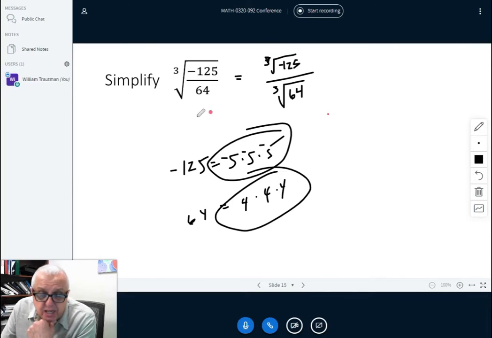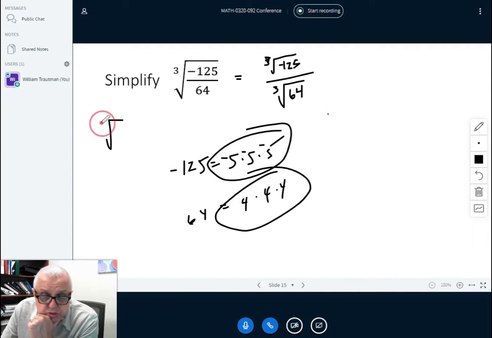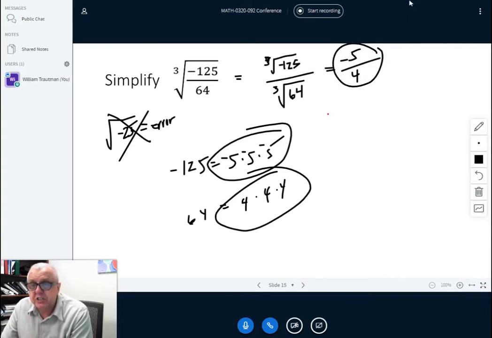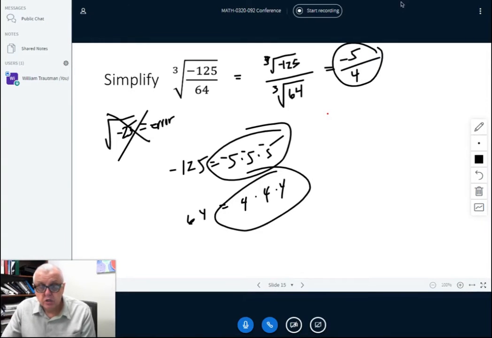So for third roots, you can have negatives. For square roots, normally there's a 2 here. That's an invisible 2. But for square roots, you can't have a negative. Square root of negative 25 is an error on my calculator. You can't have it. But for a third root, an odd root, third, fifth, seventh root, you can have negatives in there. So the third root of negative 125 is negative 5. And the third root of 64 is 4. So the answer to this problem is negative 5 over 4.